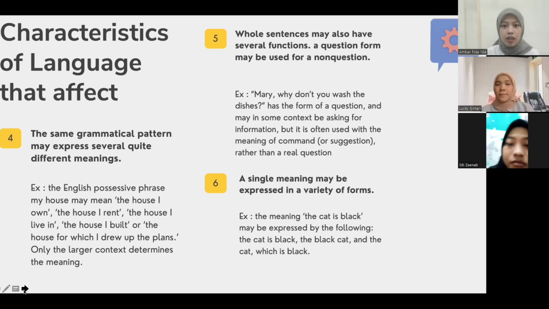Number five, a whole sentence might also have several functions. A question form may be used for a non-question. For example, "Mary, why don't you wash the dishes?" has the form of a question and may in some contexts be asking for information, but it is often used with the meaning of a command or suggestion rather than a real question. And for number six, a single meaning may be expressed in a variety of forms. For example, the meaning "the cat is black" may be expressed by "the cat is black," "the black cat," and "the cat which is black."